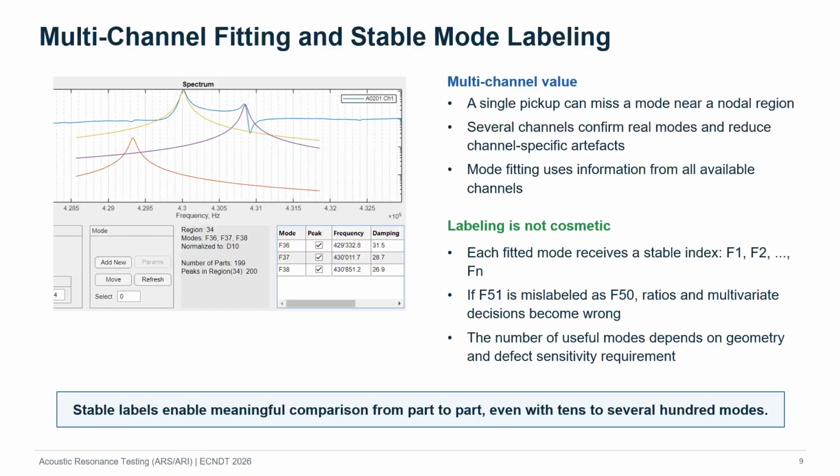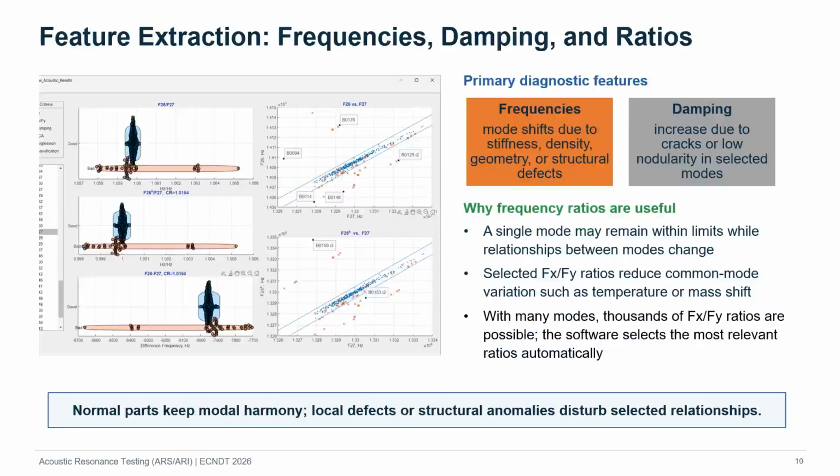Depending on the part geometry, the useful mode count may be small, or it may reach tens or several hundred modes. The main diagnostic features are modal frequencies, damping factors, and selected frequency ratios. Frequencies can shift because of stiffness, density, geometry, or structural defects. Damping is also useful. In our applications, cracks and low nodularity often increase damping in selected modes.